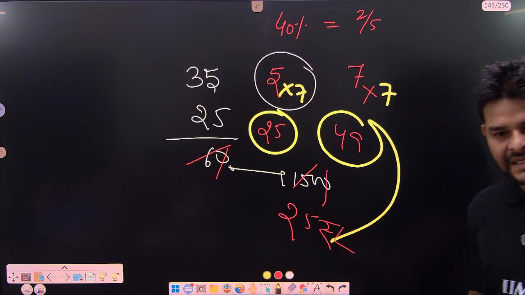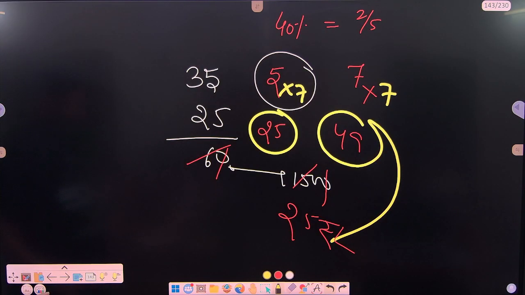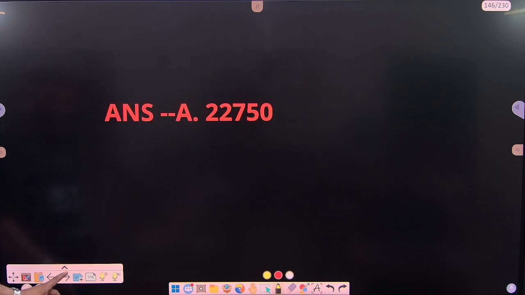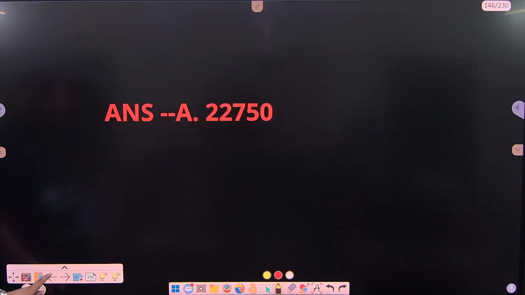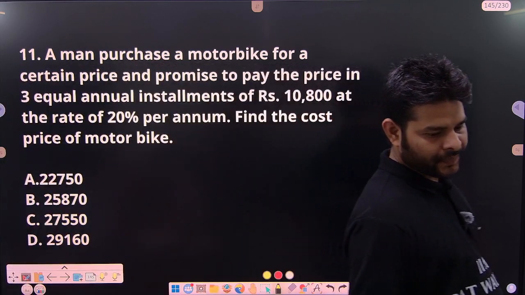The next or last question of the installment. Very nice. This is the last question of the installment. So we have completed installment completely.